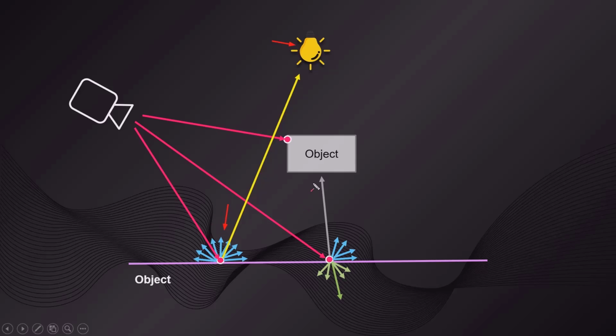So this area is not in shadow, but this other one, because the reflected ray cannot reach the source of light, does not receive any light from our main source of light, so it must be in a shadow area.